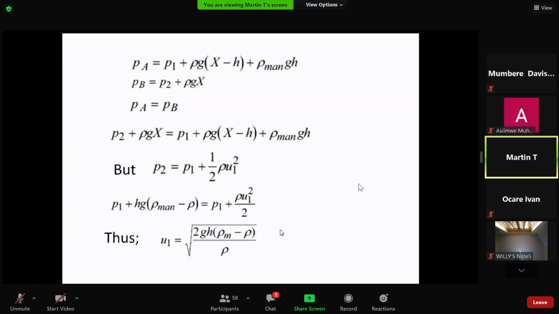For example, if you connect and put a manometer, you're able to measure H. Now, rho manometric, the density of the manometric fluid, and the density of the fluid whose velocity you're determining, those ones are known. So you only measure H and then you determine your U1. Are we together? Yes, we are. Good.